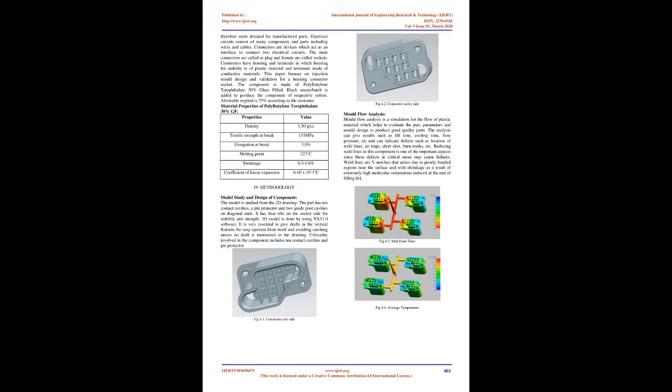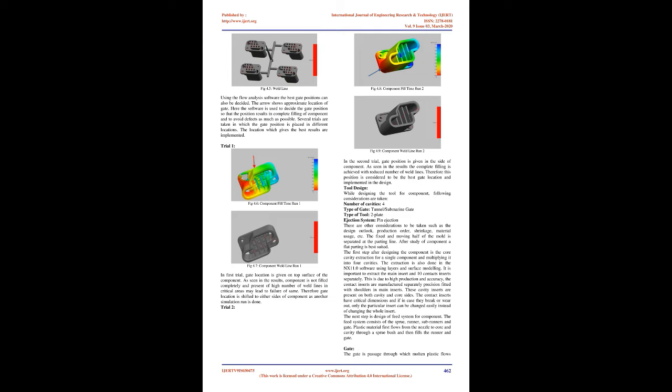For methodology: model study and design of the component. The model is studied from the 2D drawing. The part has 10 contact cavities, a pin protector and 2 guide post cavities on diagonal ends. It has 4 ribs on the socket side for stability and strength. The 3D model is done by using NX 11.0 software. It is very essential to give drafts in the vertical features for easy ejection from the mold and avoiding catching, unless no draft is mentioned in the drawing. Criticality involved in the component includes the 10 contact cavities and pin protector.